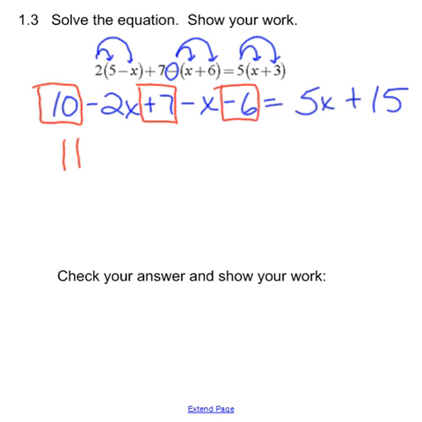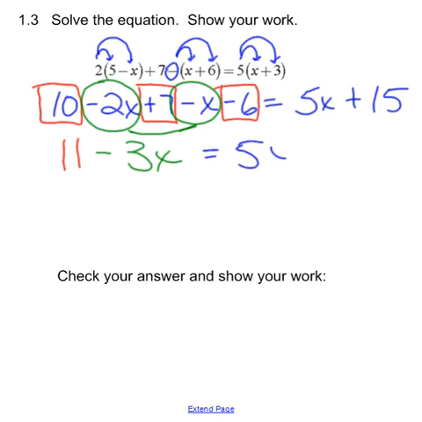And then I have this is a like term with this. So negative 2x minus x gives me minus 3x. And then I can just write down the rest of that equation because I'm not doing anything with that. Now I'm going to start doing things to both sides of the equation. Remember, we want to collect the variables on one side, collect the numbers on the other. I always like to collect my variables on the left-hand side. That'll help us when we get to inequalities.